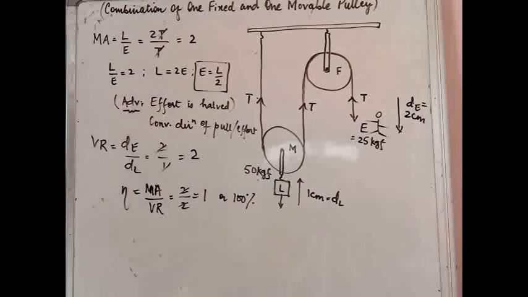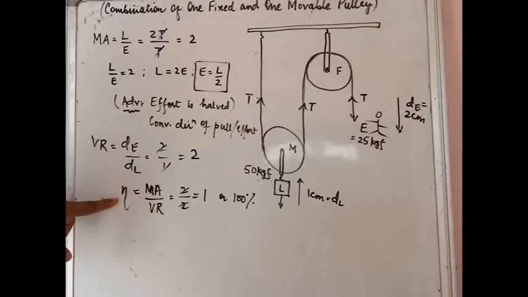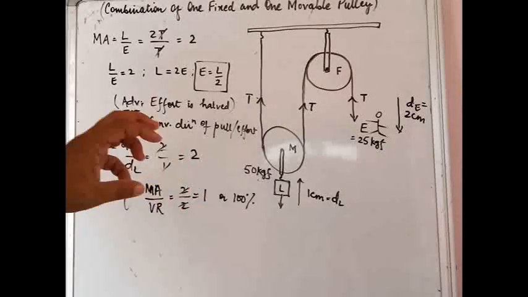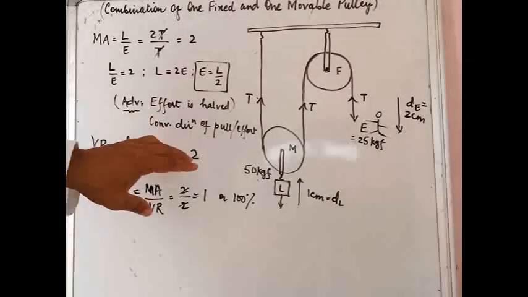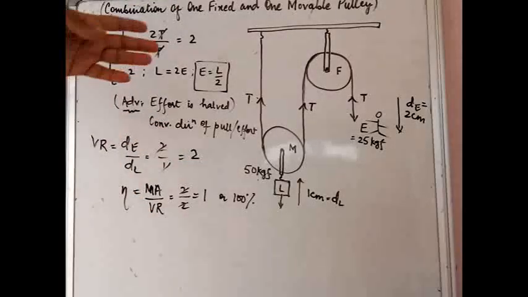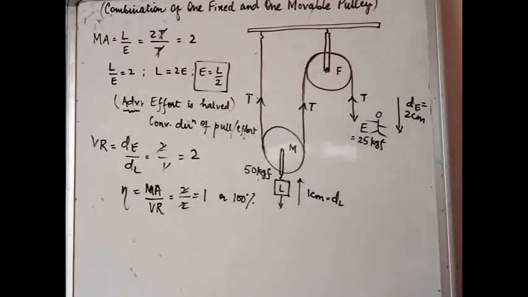No machine can practically have an efficiency of 100%. This is an ideal case scenario. In all practical case scenarios, the efficiency value will become less than 1, and it can only become less than 1 when MA becomes less than VR. So VR will remain 2, and MA in all practical cases will go below 2. So this is the real advantage that we have discussed in terms of the combination of one fixed and one movable pulley.